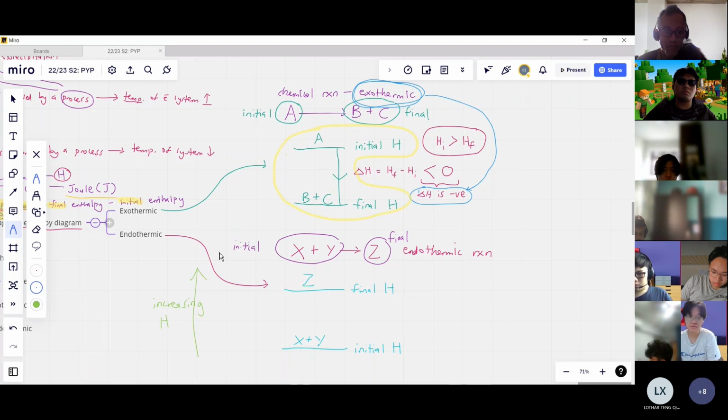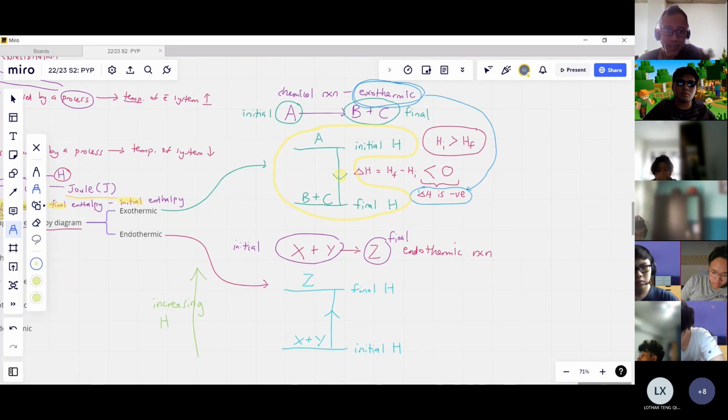Arrow. How do you draw the arrow between these two horizontal lines? It's always from initial to final. Again, in case you haven't noticed, over here the arrow is going down, whereas over here the arrow is going up. So that is one of the differences between exothermic and endothermic reactions.